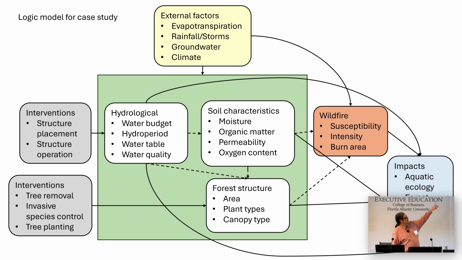The yellow at the top are the modifiers of external factors, forcing functions, different terms for that. These are things that are outside of our intervention but could influence the success. That could be things like evapotranspiration, which could be a significant source of water output, rainfall and storms, groundwater levels, as well as climate change and temperature. And then we have our outcomes over here related to wildfire intensity and burn area, and our ultimate impacts related to ecology, flooding, carbon retention, etc.